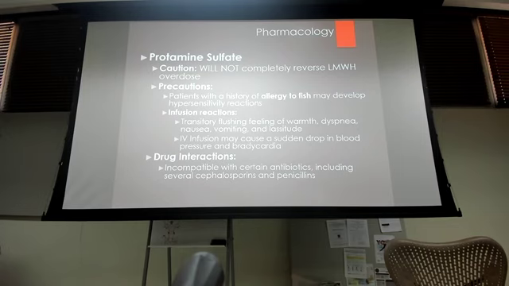The protamine does not 100% reverse the low molecular weight heparin. It's only getting to about 60% of a reversal action. There is no complete antidote. Protamine is the best thing we've got, but there is no 100% antidote for the low molecular weight heparin.